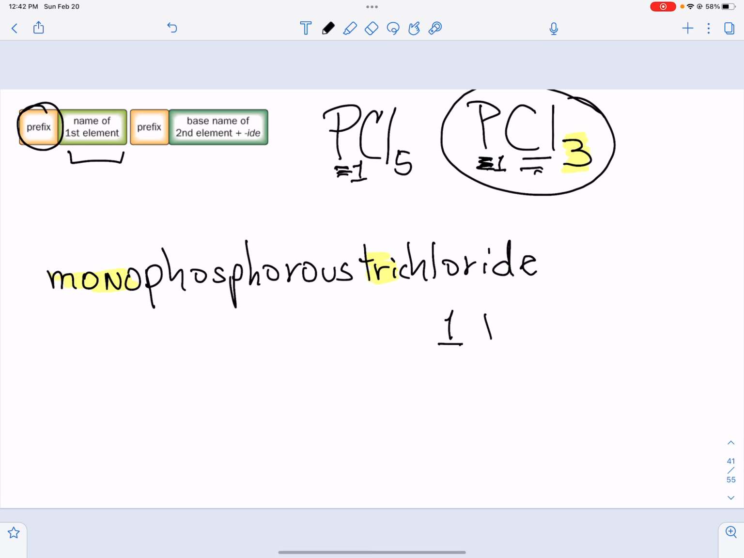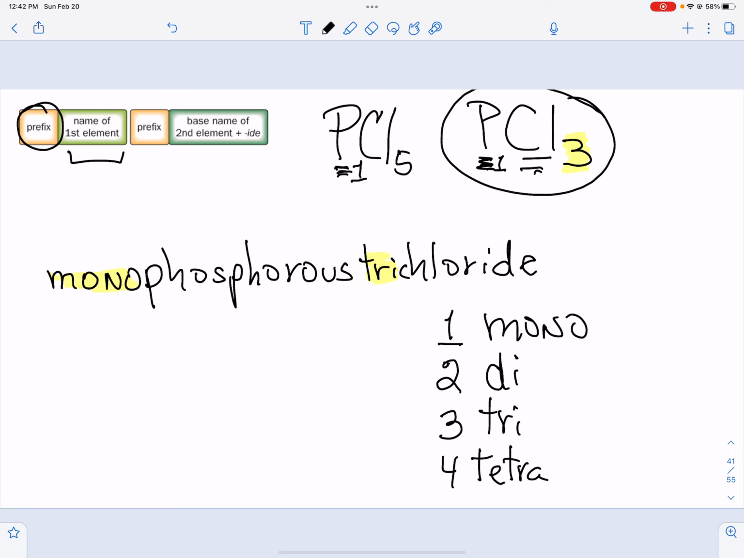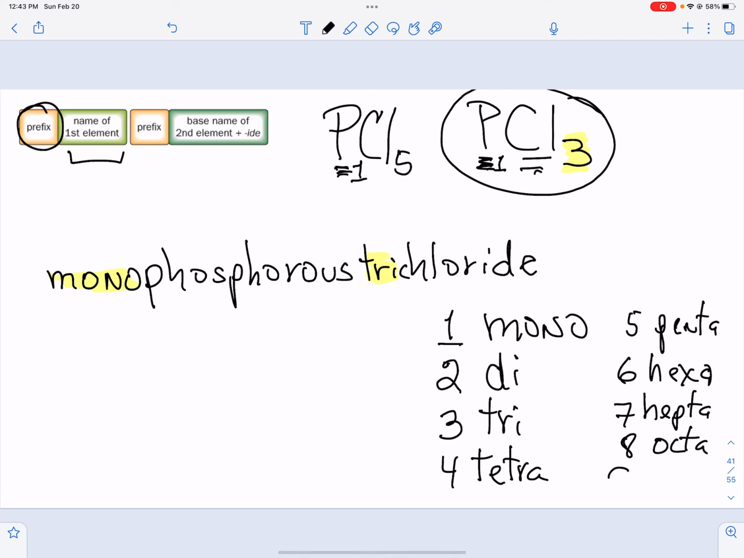Only one atom, mono. 2, di. 3, tri. 4, tetra. 5 is penta. 6 is hexa. 7 is hepta. 8 is octa. And 9 is nona. Those are the ones that you should use the most. We can go past 9, but most likely you will not use those.